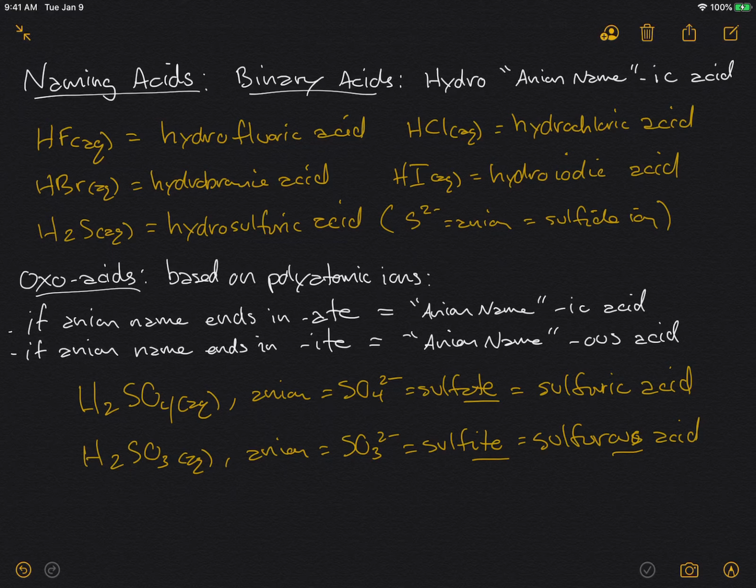And you could see all kinds of different polyatomic ions in these types of compounds. For example, HNO3, aqueous. NO3, the anion, is nitrate. So since that ends in ate, then this acid is called nitric acid. So the anion name, nitrate, replace the ending with ic and then acid.